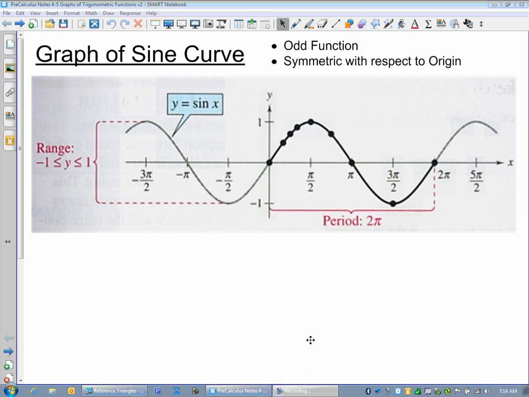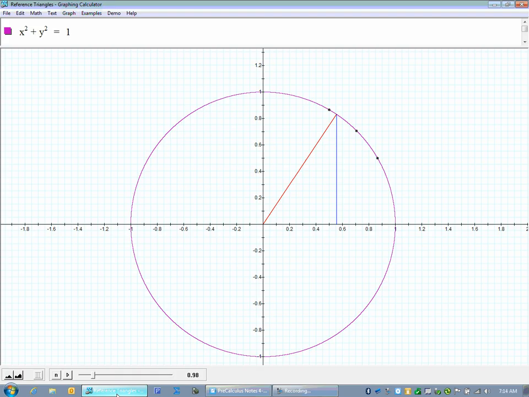Hello, this is Mr. P, and today we're going to learn about the graphs of the sine and cosine curves. Before we actually go through the graphs, I want you to see how they are generated. These functions are called circular functions because their geometric meaning has to do with circles.